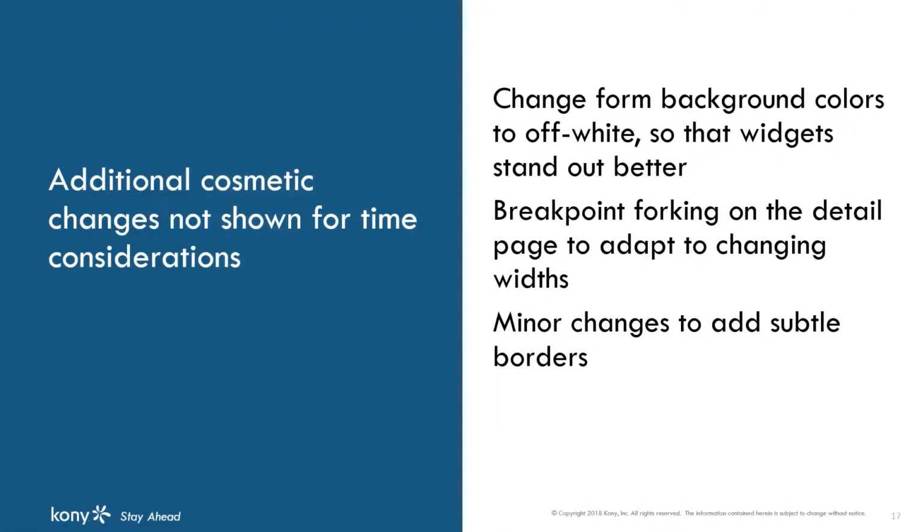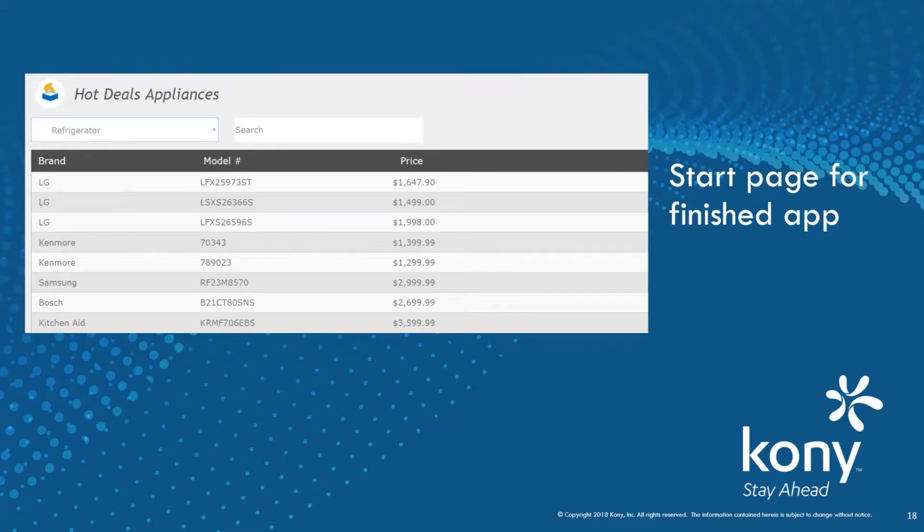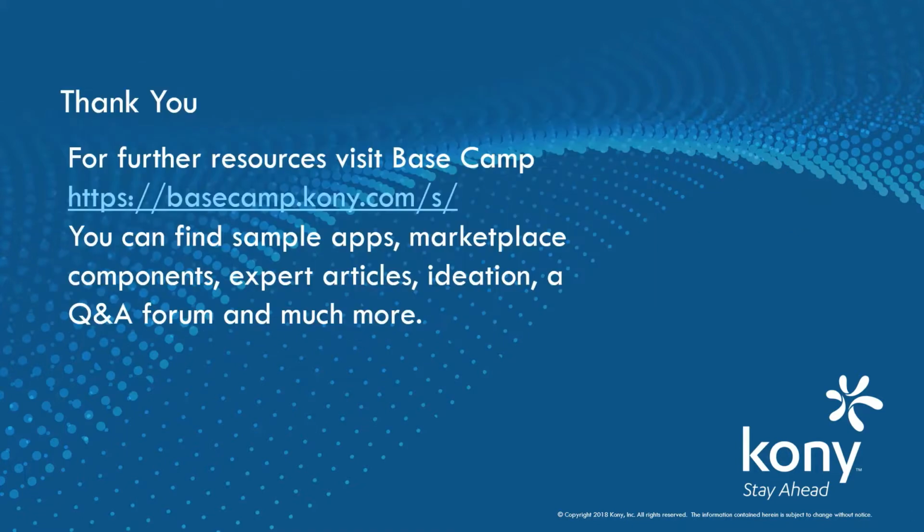To save time, I'll make some additional minor cosmetic changes that I won't include in the video. These include making form backgrounds off-white so that other widgets stand out a bit better, some more use of breakpoint forking on the appliance detail page, and adding some subtle borders to the segment holding appliances. The final home screen will then look like this, with these changes giving the app appropriate production cosmetics. We'll be ready to go on to making the app a progressive web app in the last episode in this series, which is episode 3.